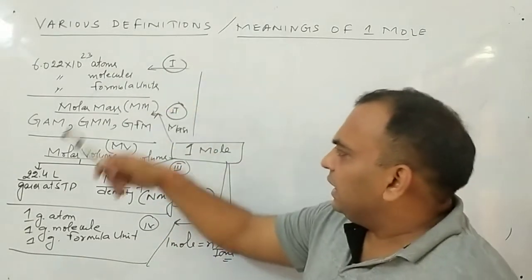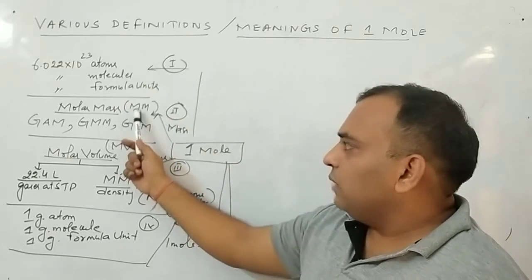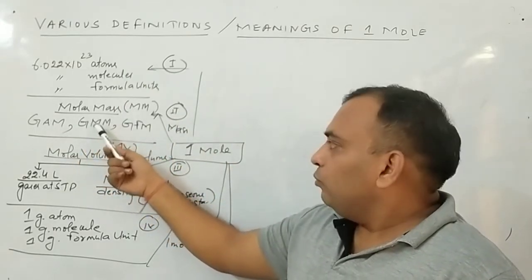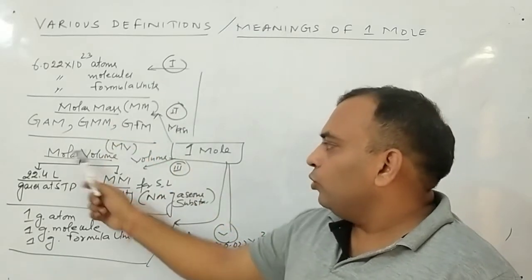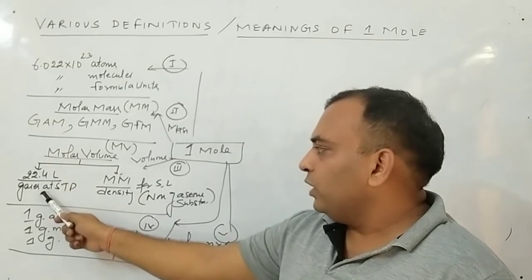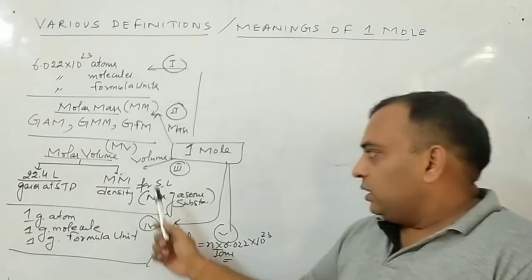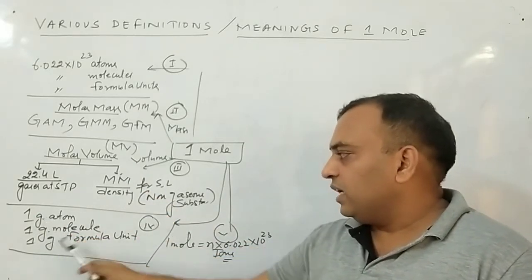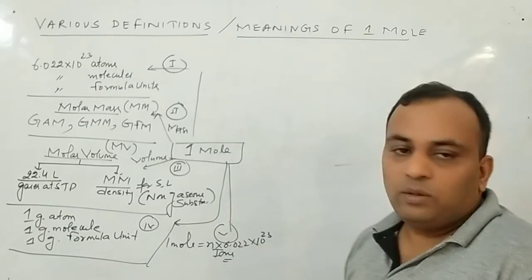Again, you can simply note it down. Avogadro number of atoms, molecules, formula units; mass, molar mass, may be gram atomic mass, gram molecular mass, gram formula mass. In case of volume, molar volume for gases is 22.4 liter at STP, standard temperature pressure. For others, molar mass upon density. It contains 1 gram atom, 1 gram molecule, 1 gram formula unit, and n into Avogadro number of ions.